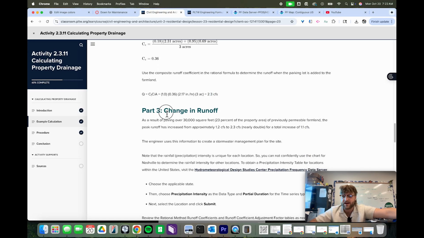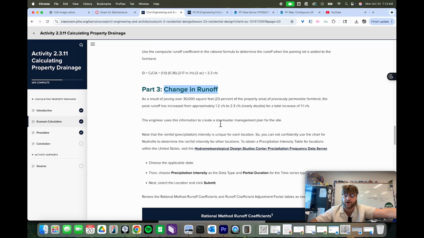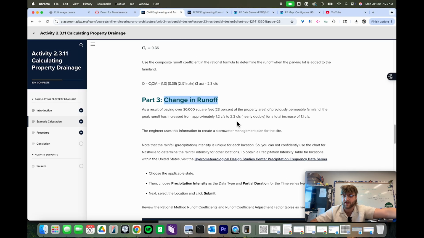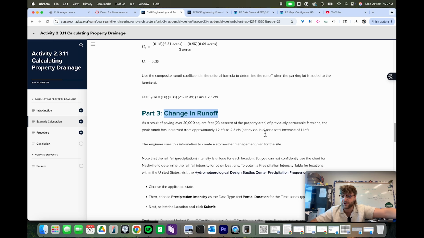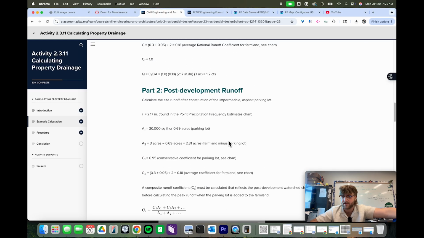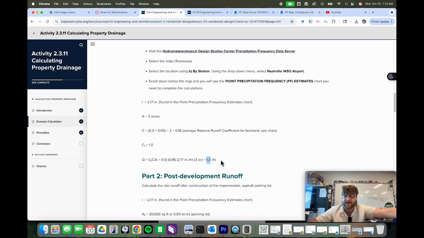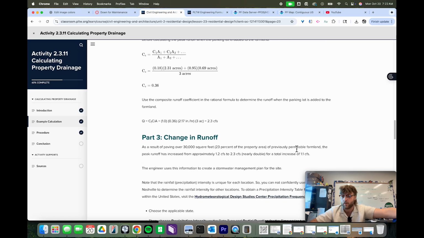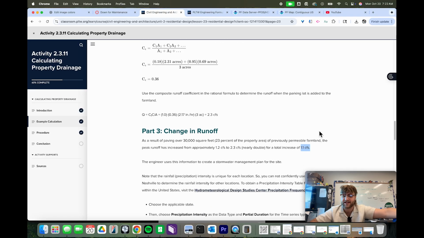So then if we're trying to find the change in runoff, what we're going to end up doing is we're going to take our previous value, right? Or we're going to take the final minus the initial. And so what we basically found is that this is an increase of 1.1 cubic feet per second, right? Because we end up with 2.3 here for our post-development. You subtract that 1.2, we end up with 1.1 cubic feet per second of an increase.